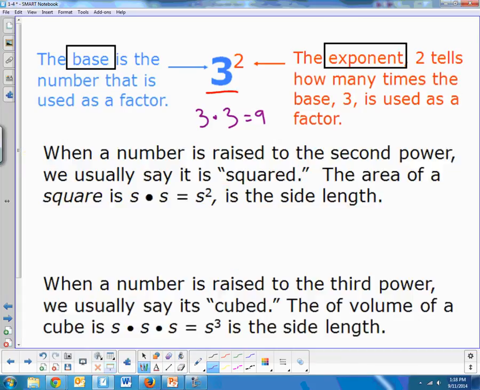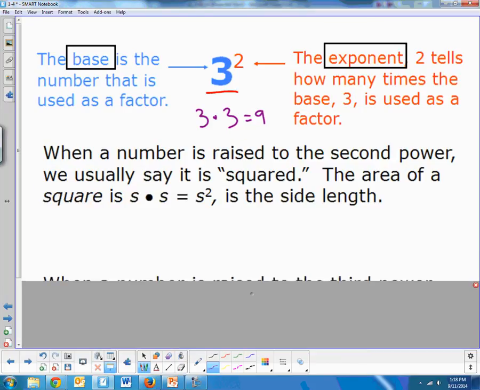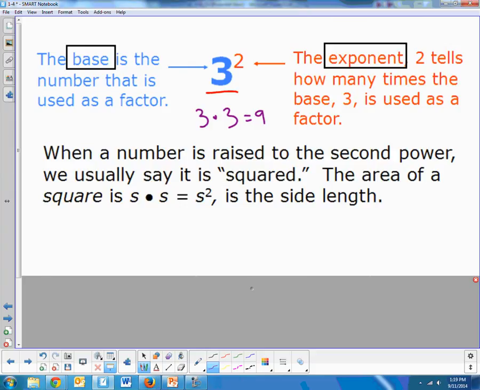Now these words that we have there, I'm going to go a little bit at a time. We do have some shortcuts, some ways that we say this. Rather than saying 3 to the second power, which is correct, and we use that power word to talk about the exponent, if it's specifically a 2, we call it squared. And so the area of a square is s times s, which is s squared. And please do draw this picture in your notes right now.